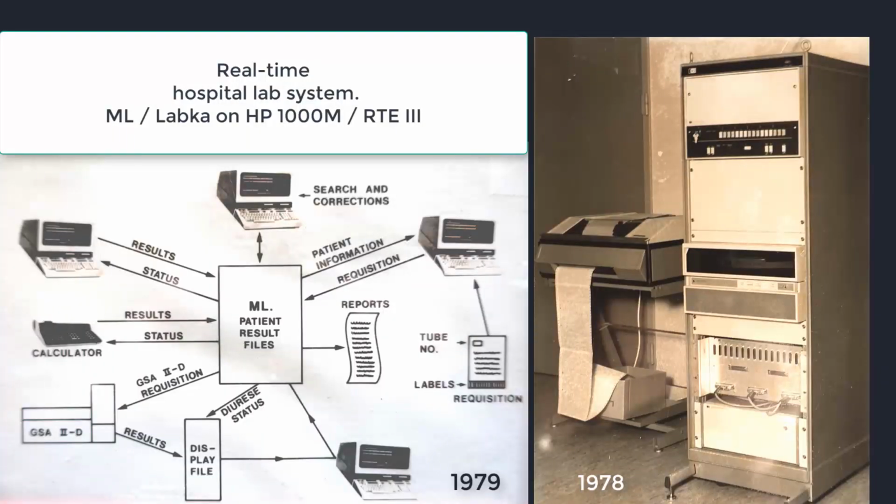To understand why real-time and short response time was important, it is necessary to understand the basic function of such a lab system, so here is a short explanation. Here you see a picture of the HP 1000M R33 Labka system from '79, illustrating the different main functions. On the left you see the Greiner GSA 2D analyze machine. The display file was a file on the HP 1000 system where data, that is analyzed results from the GSA, was stored.